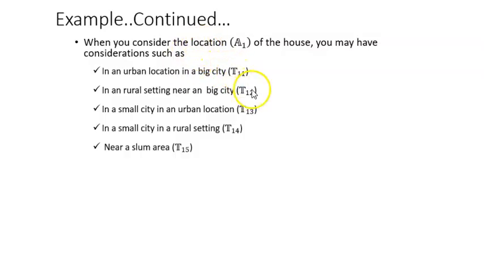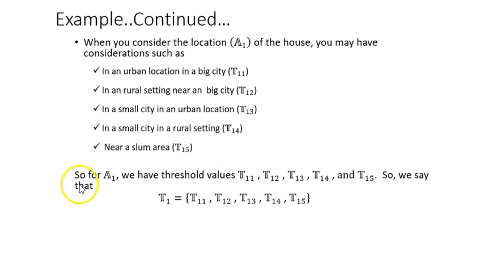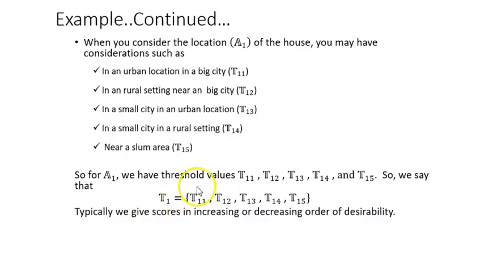So for location as an attribute, you have threshold values T11, T12, T13, T14, T15 as given here, urban location or small city or slum area and so on and so forth. So for A1 we have threshold values, and so we say that the threshold value set 1, T1, is T11, T12, T13, T14, T15. I'm using these symbols because it will be very tedious to write all these again and again: in an urban location, in a big city, in a rural setting near a big city and so on. So we use such a notation.